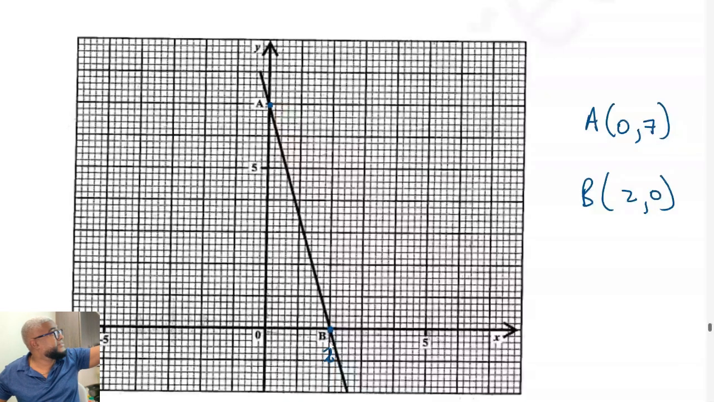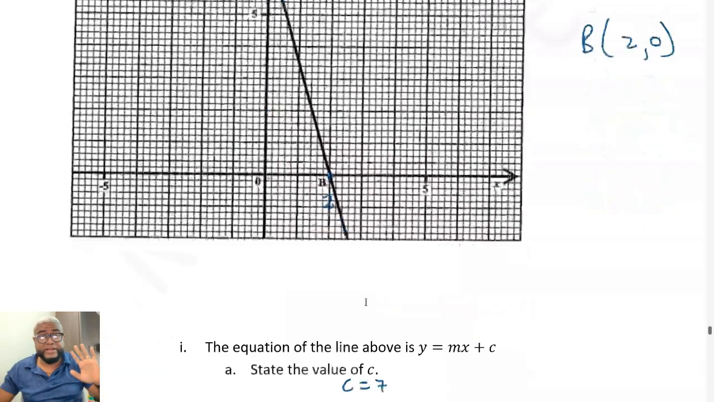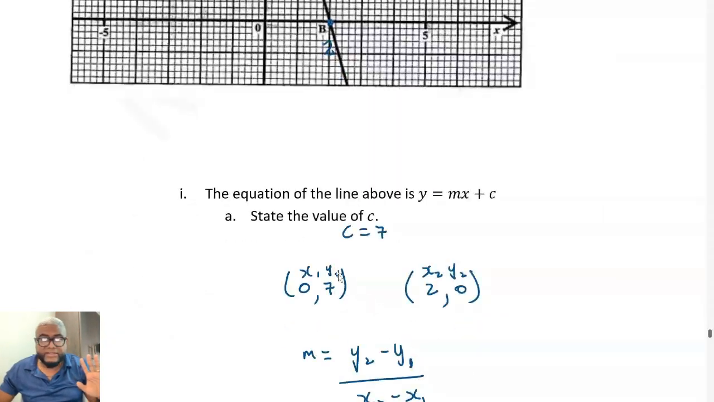B is 2 on the x and 0 on the y. Everybody knows how to identify that coordinate. Everybody good there? Ronaldo, you good there? Newcomer, you good? Right, so that's the coordinates. I think that was part A. No, that wasn't part A.